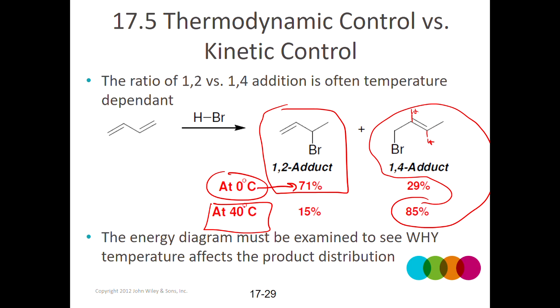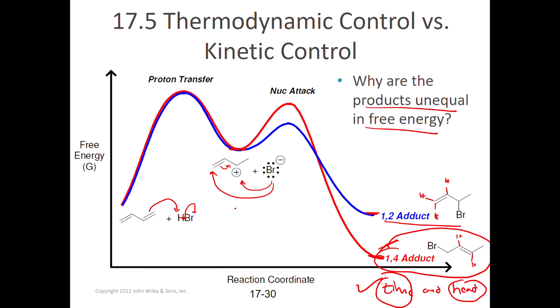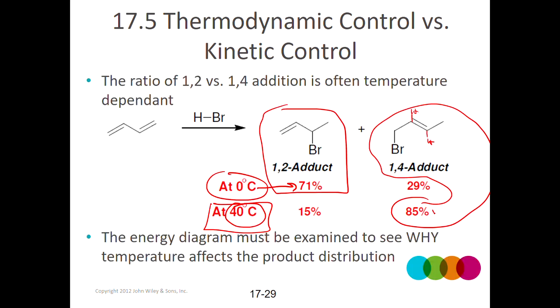If we increase the temperature, it doesn't have to be increased a lot. Increasing the temperature will provide enough energy to go through each of these pathways back and forth, and eventually the one that's lowest in energy overall would be the major product, which is what we see here at the higher temperature.